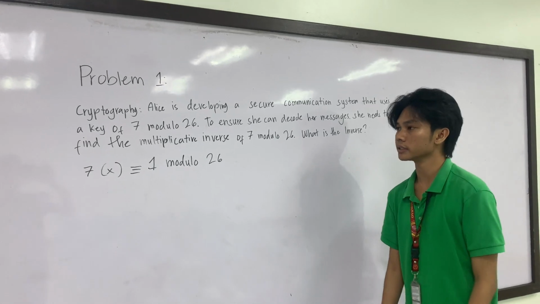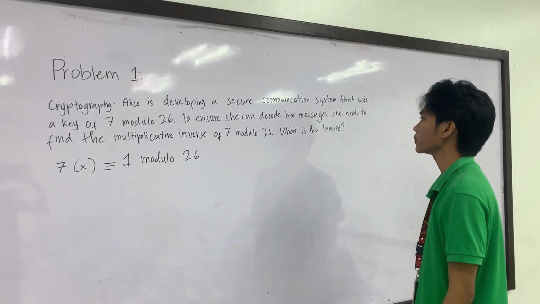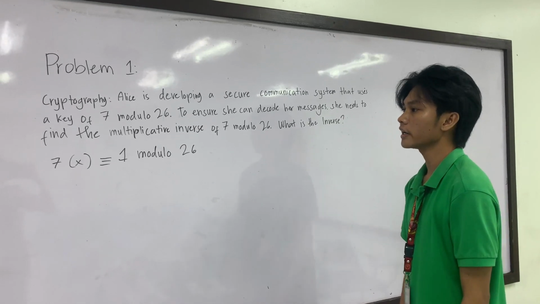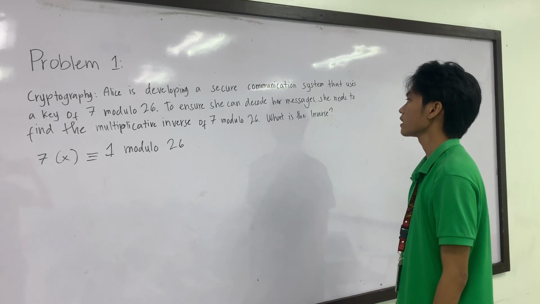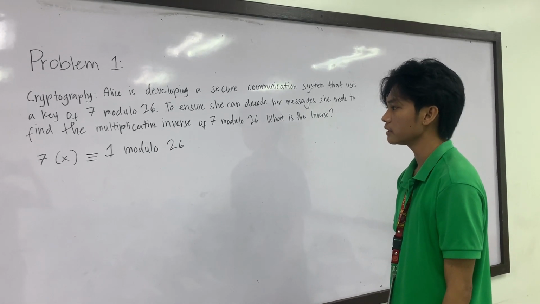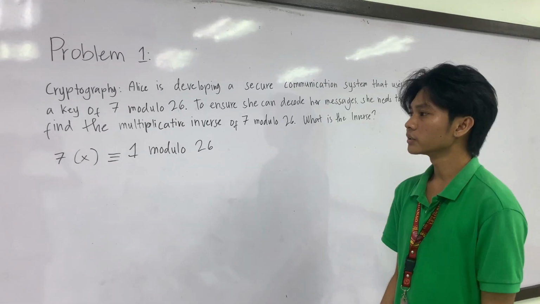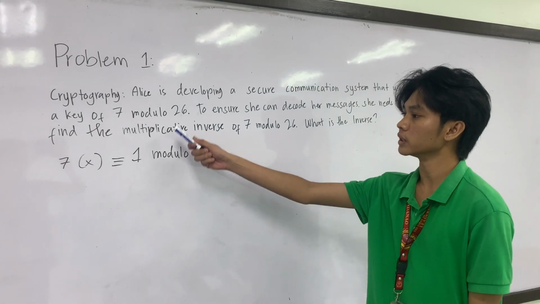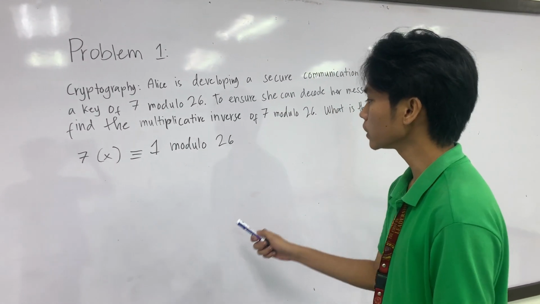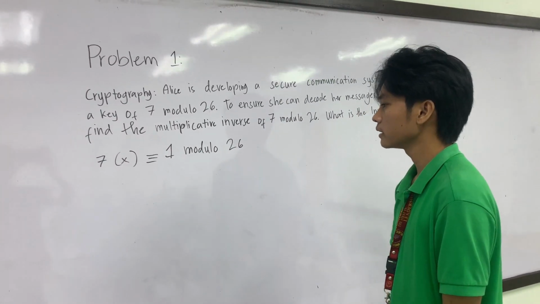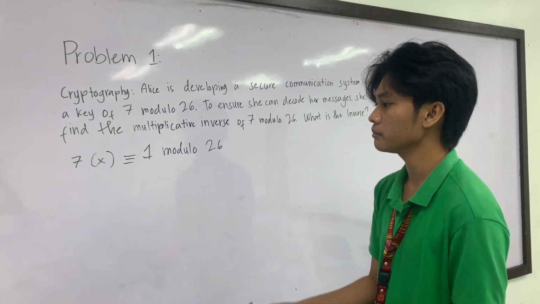Problem number 1 is cryptography. Alice is developing a secure communication system that uses a key of 7 modulo 26. To ensure she can decode her messages, she needs to find the multiplicative inverse of 7 modulo 26. What is the inverse? The given is 7 modulo 26, so we put the x here. In order to get x, the number should be less than 26.